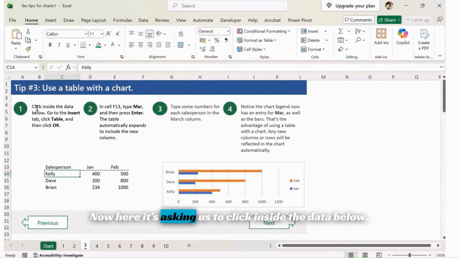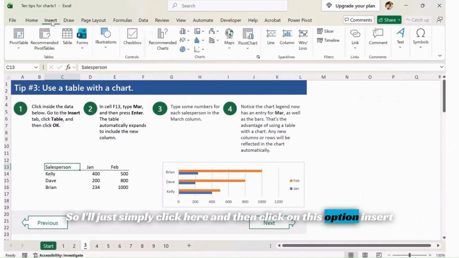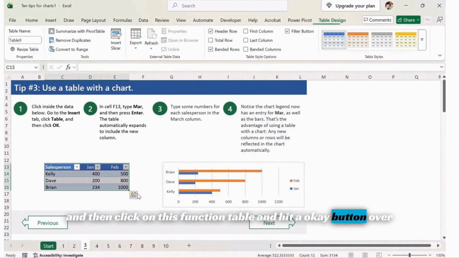Now here, it's asking us to click inside the data below. So I'll simply click here and then click on the Insert option, and then click on the Table option, and hit the OK button over here.